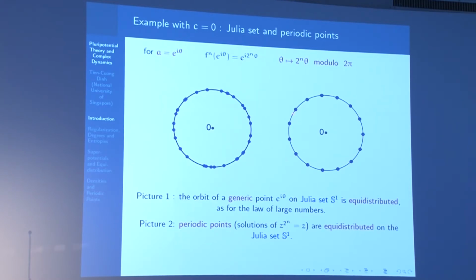In the second picture, we have the set of periodic points of period n. That means that we consider the equation z^(2^n) = z. So 0 is a solution, infinity is a solution, but the other solutions are equidistributed on the unit circle, like that.